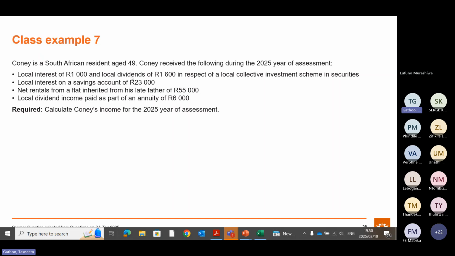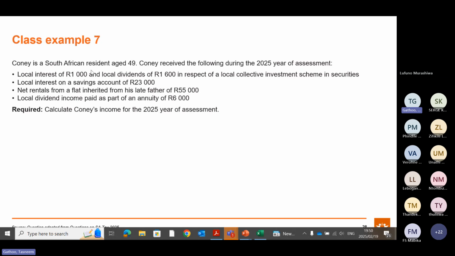Okay, guys, let's continue. There are just 4 more questions that we need to work through: 7, 8, 9, 10. Class example number 7. Here again, the required is calculate Coney's income for the 2025 year of assessment.